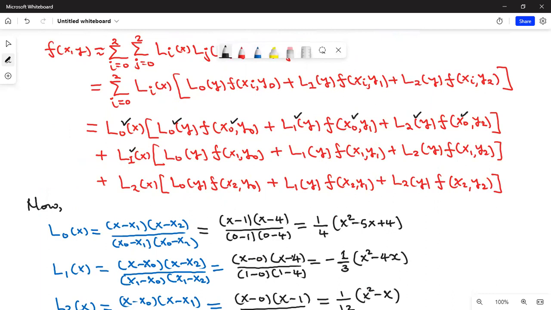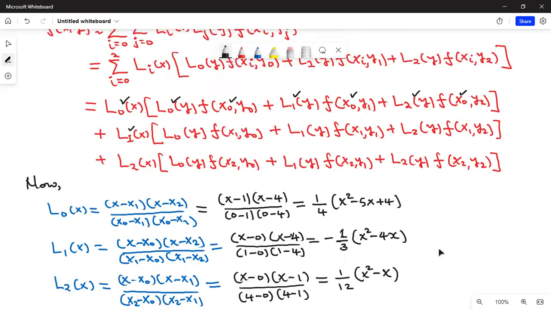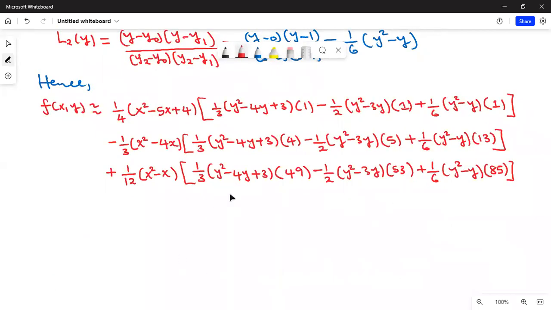Now let's go to this other one, L1 of x. Do the same until you replace all of them. So you replace L1 of x and the entire bracket, read the f of x, y values from the table. Do the same to L2 of x and also the entire bracket and read the f of x2, y naught, etc. from the table. So let me take you down. After replacing, this is what you need to get. So we need to simplify this one so that we get our polynomial in its simplest form.